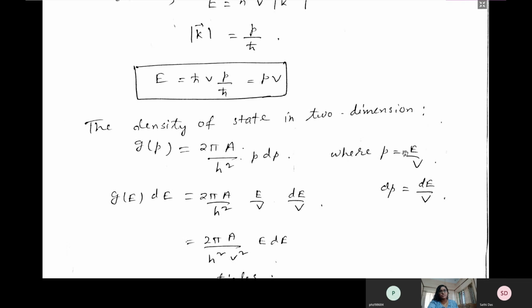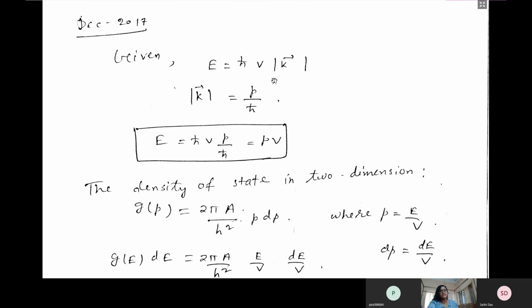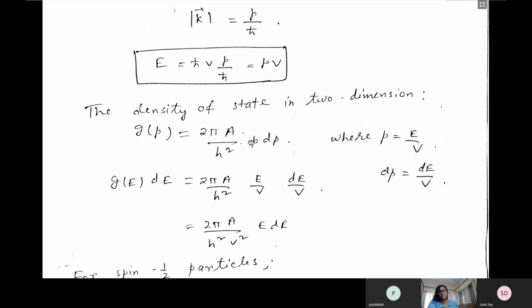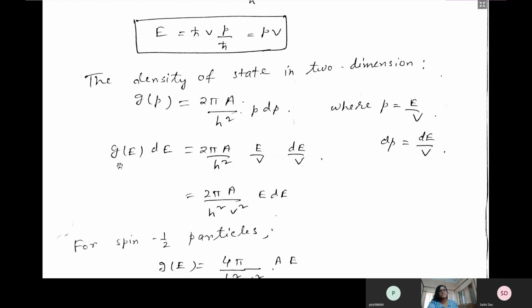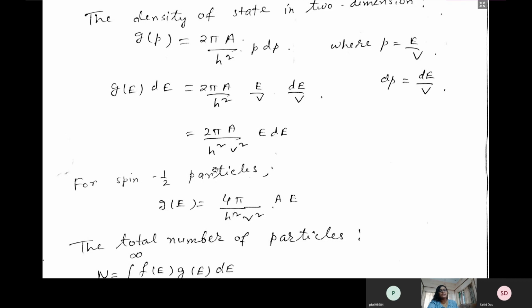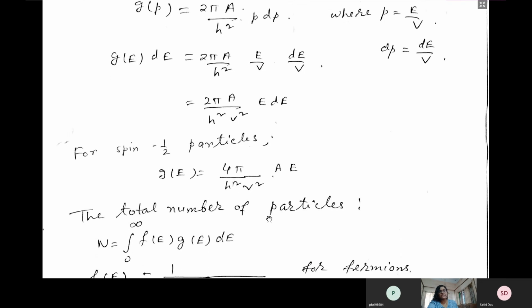Now write p in terms of E, that is here E equals h cross v k. So h cross k is p, so k can be written as p by h cross, or E can be written as p v. So E equals p v, p is E by v, so dp equals dE by v. So in place of p, write E by v, and in place of dp, write dE by v. So you get g(E) dE as 2 pi A by h square v square, E dE. For spin half particles, you have to multiply this term by 2. So 2 into 2 pi, that is 4 pi, divided by h square v square, A into E.